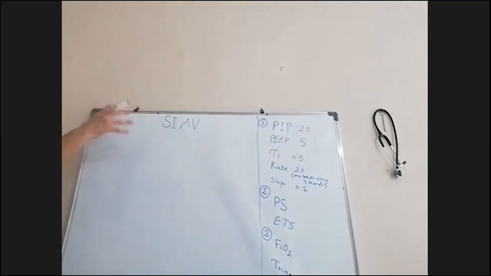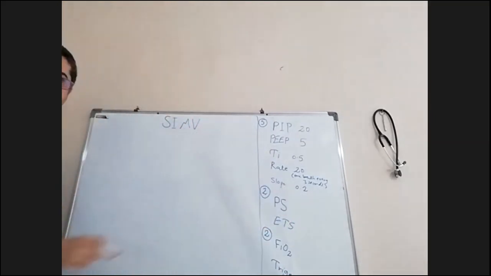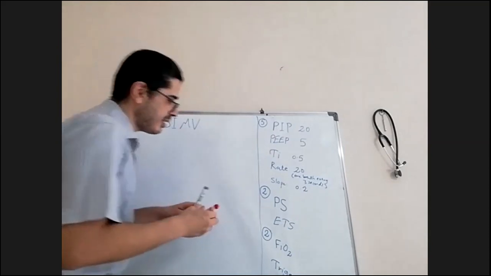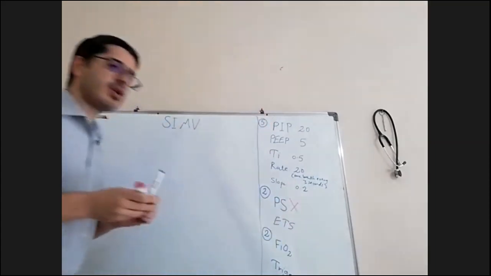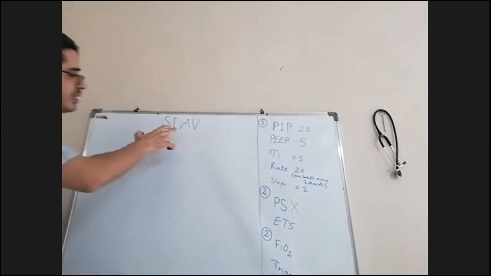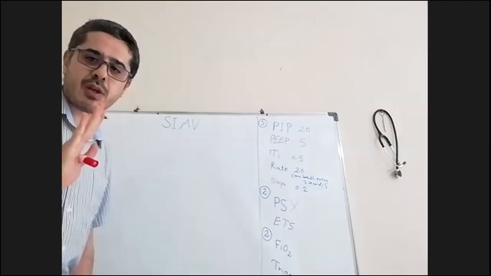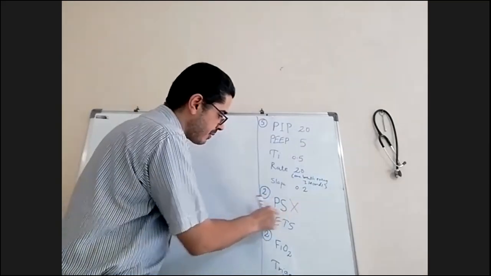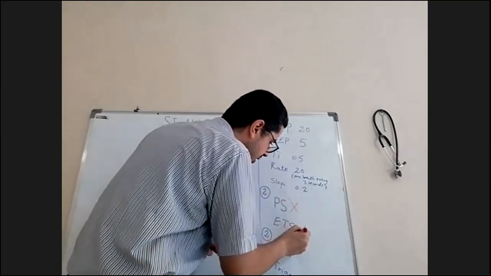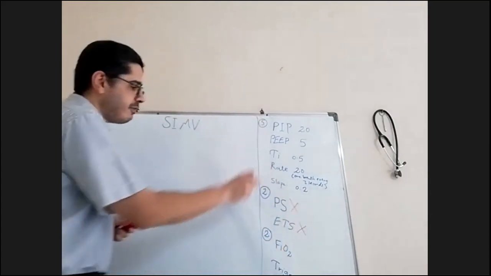Now when I come to SIMV alone, do you think there is pressure support? SIMV alone, there will not be pressure support. So you will not find this parameter in SIMV alone. Why? Because pressure support comes when the patient has spontaneous breathing. If you read in the slides, what is IMV? It will not give you anything for the patient's own breaths. So you will not see pressure support on the monitor of the ventilator. And you will not see expiratory trigger sensitivity because this one is related to the flow. So in this IMV, you will not see these two parameters.